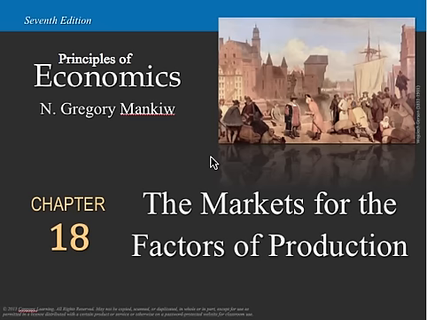The markets for factors of production. This is the first of a 3-chapter sequence that examines the distribution of income and related issues. This chapter develops a neoclassical theory of income distribution in which each factor of production earns a price that equals the value of its marginal product.